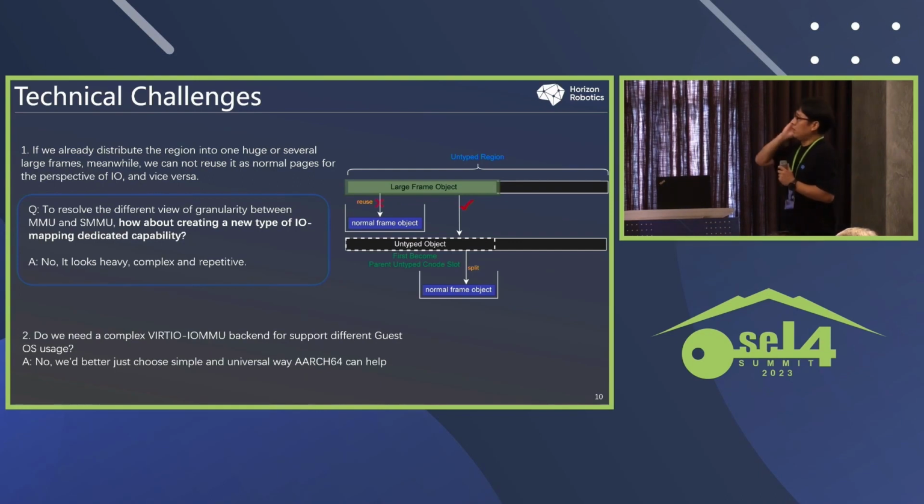So to resolve this problem, maybe we have a choice. For example, create a new type, a new object and cap for I/O space. But it was very heavy and complex. So we think it is not worth it, so we do not use this way.